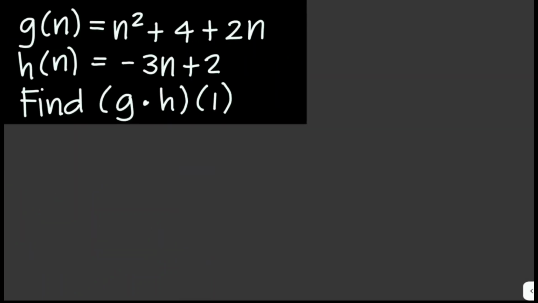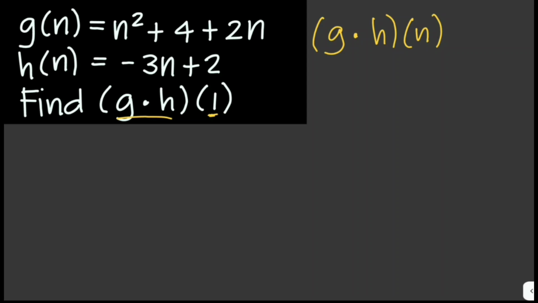So we're given here two functions, g of n and h of n. G of n is equal to n squared plus 4 plus 2n. Then h of n is equal to negative 3n plus 2. We just have to find g times h of 1. So we need to solve for g times h of n first, and then we plug in the value of n here, which is equal to 1, to solve for g times h of 1.